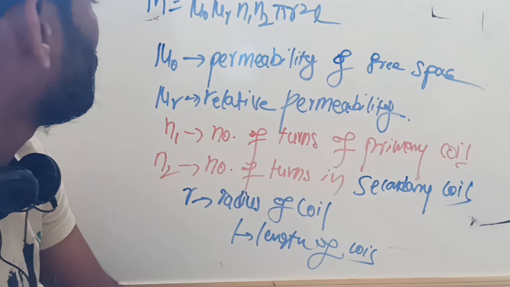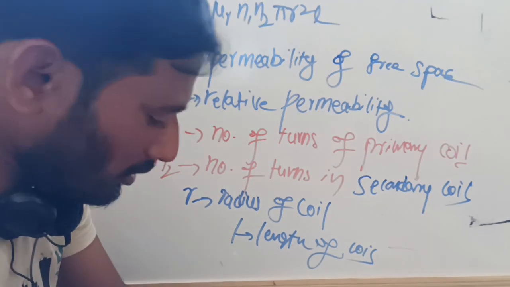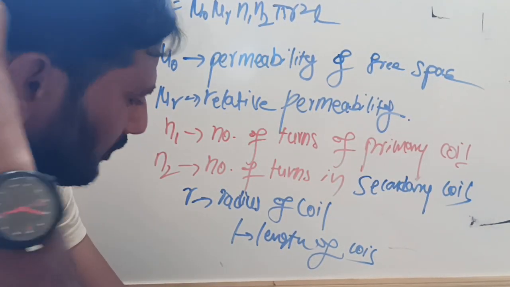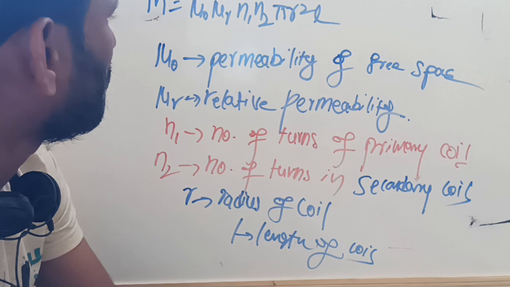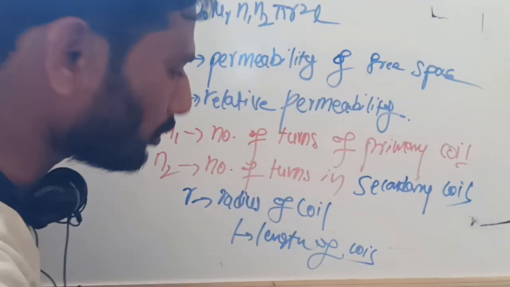I will explain mutual inductance and self-inductance. The SI unit is Henry for both mutual inductance and self-inductance. I think it is a two-marks question also. One question they have asked in the previous main exam, in the Bangalore South question paper only.